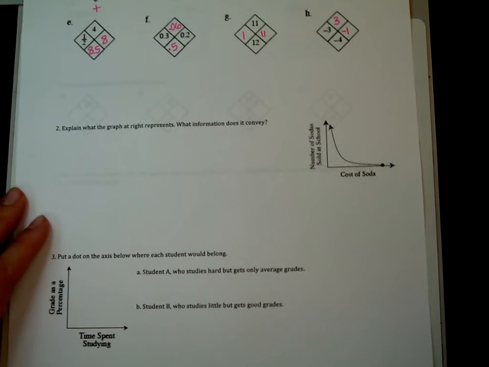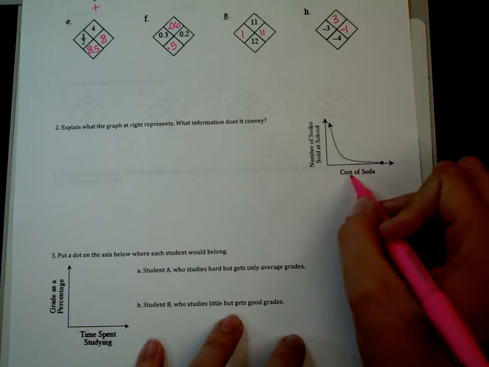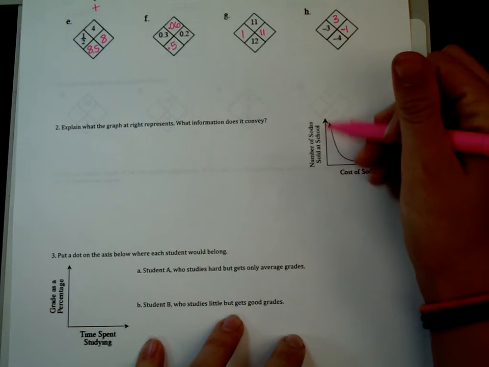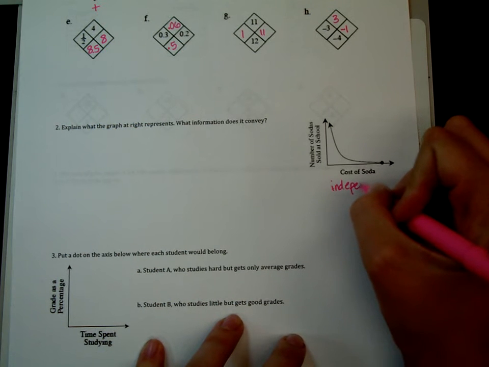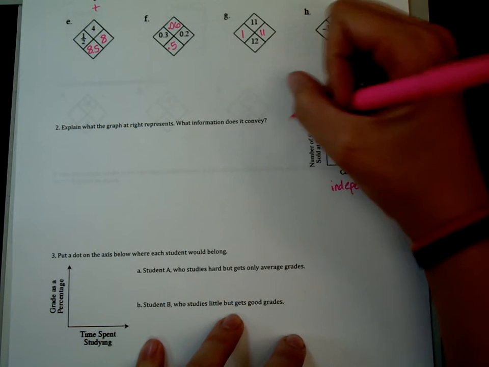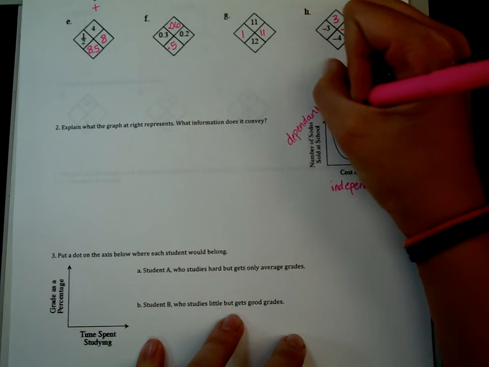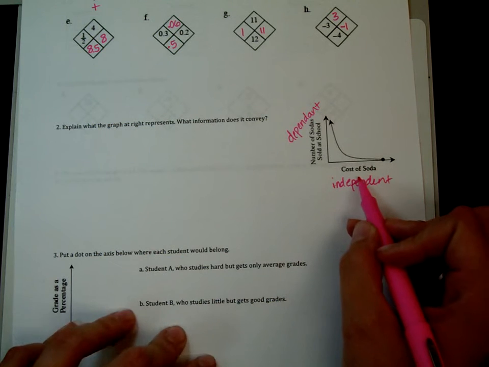Explain what the graph at right represents and what information it conveys. So here I see that we have cost of soda on the x-axis and the number of sodas sold at school. So cost of soda is the independent variable, and number of sodas sold is dependent. That's because how many sodas you sell depends on the cost of the soda.